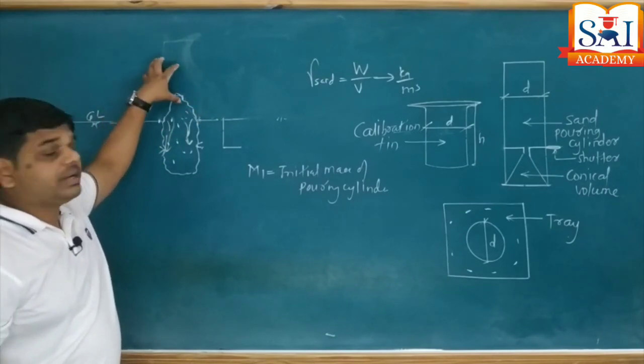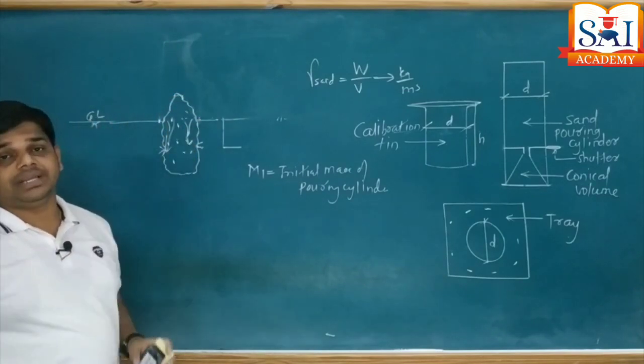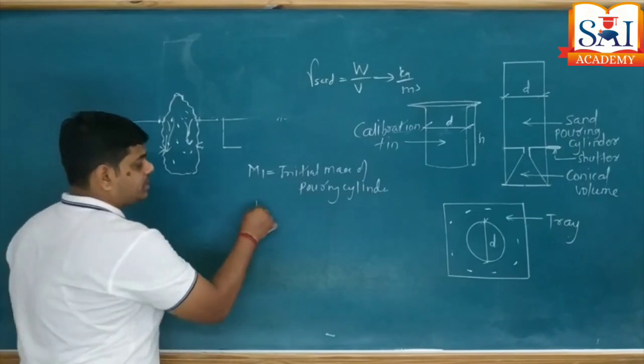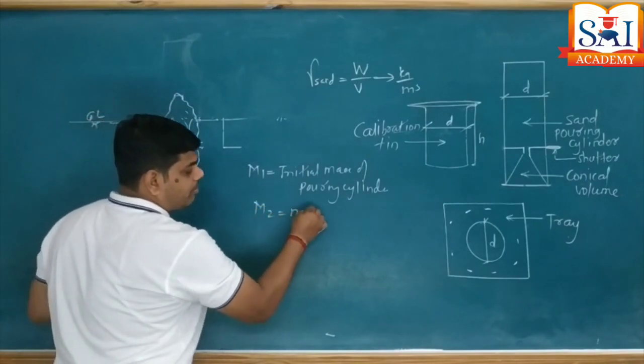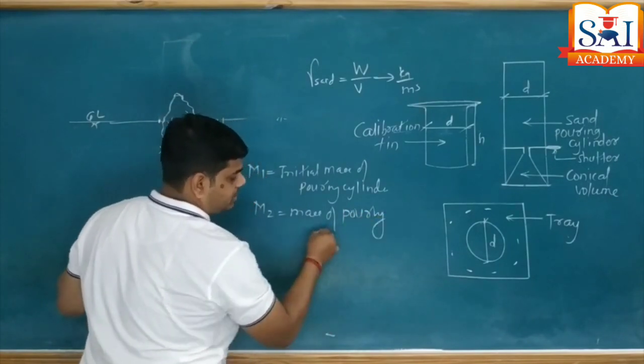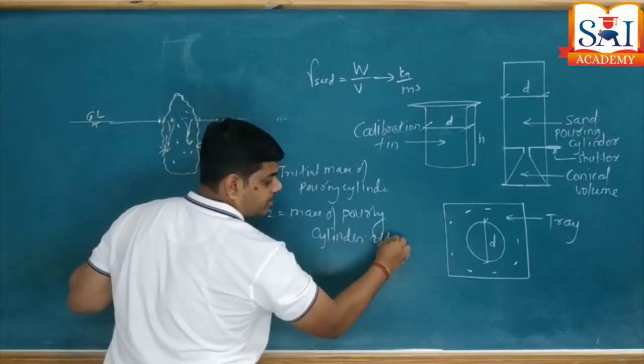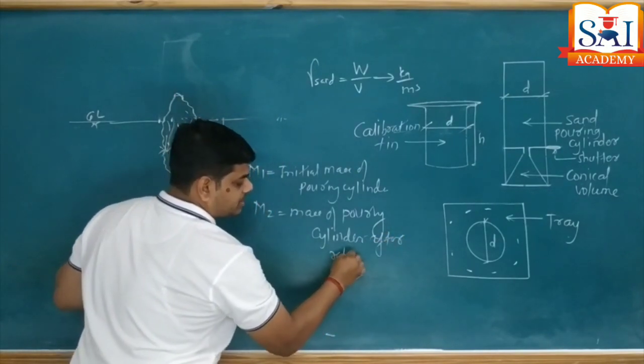So after removing the pouring cylinder, I am going to note down the mass of the pouring cylinder after pouring. So say m2 is equal to the mass of pouring cylinder after releasing of sand.